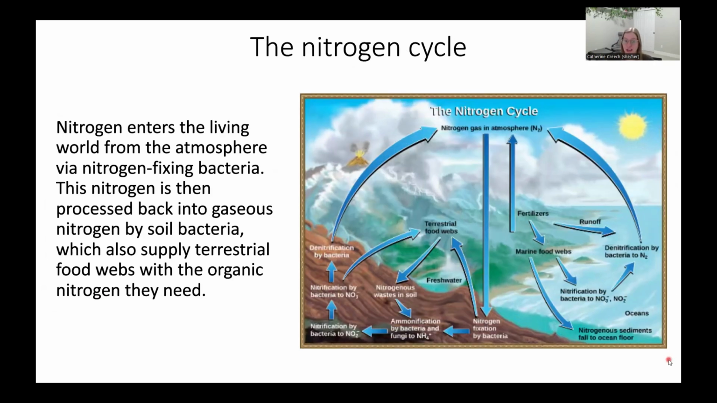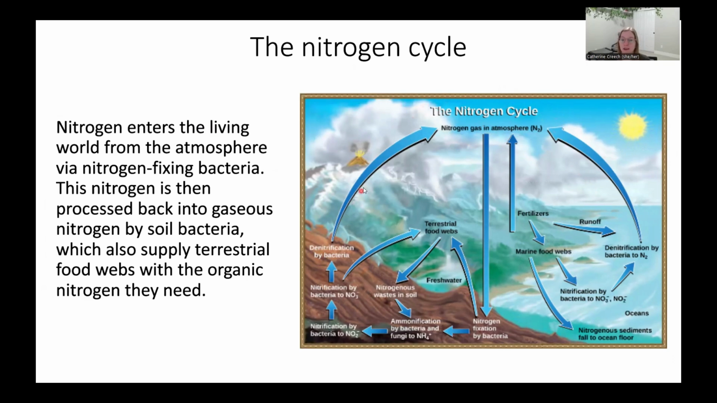Then we get into our nitrogen cycle. So the nitrogen cycle, our biggest reservoir is going to be the atmosphere. We're going to store nitrogen as N2, so nitrogen gas, and this is an inorganic molecule. It's not really available to anyone.